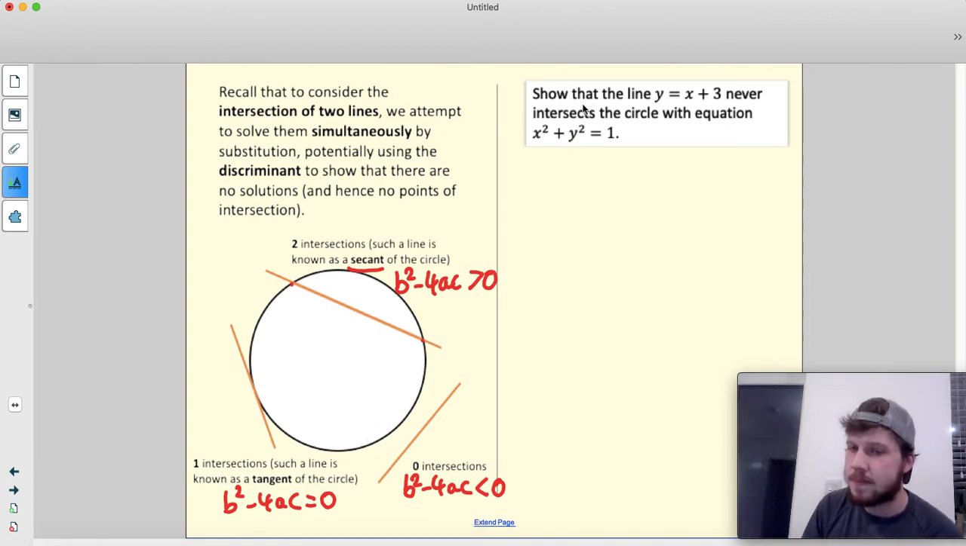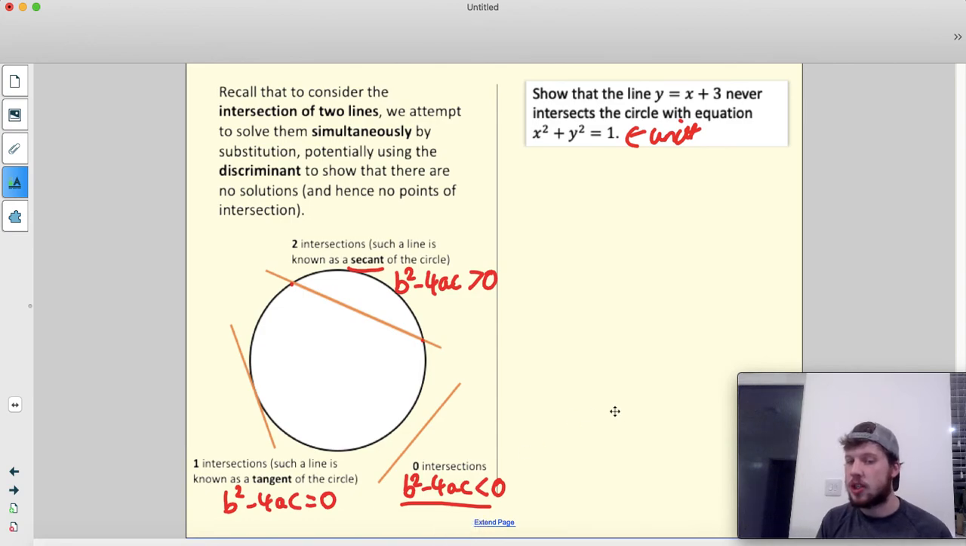So looking at this: show that the line y = x + 3 never intersects with a circle with equation x squared plus y squared equals 1, which is our unit circle, coincidentally. Well, if it's got no intersections, I'm looking at this scenario of b squared minus 4ac is less than 0. If I can show that, then I can show it's going to have no real solutions. So in order to do this, I'm going to solve these simultaneously.